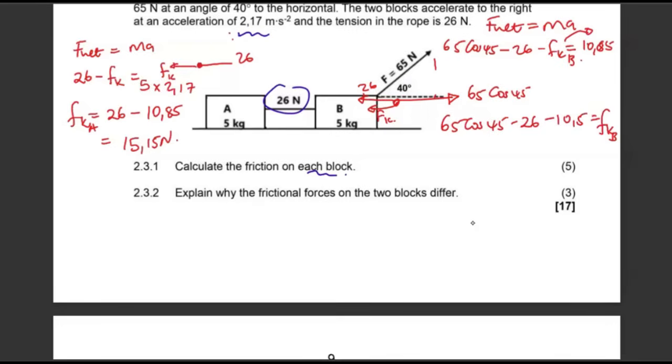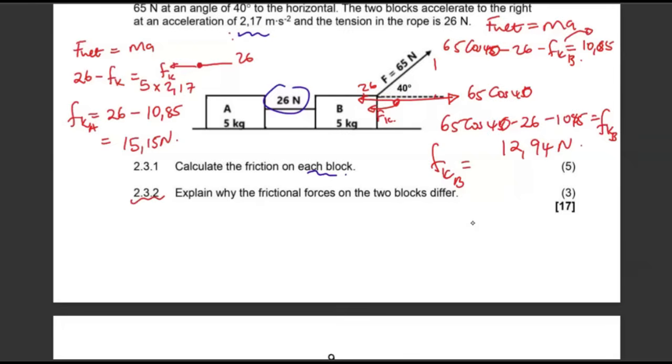Let's not forget that. It's saying 65 cos of 40, not 45. It's a cos of 40. We are subtracting 26, and then we are subtracting 10.85. So the friction for B that I'm getting is 12.94 newtons. So that is how we would have calculated the friction on each block.